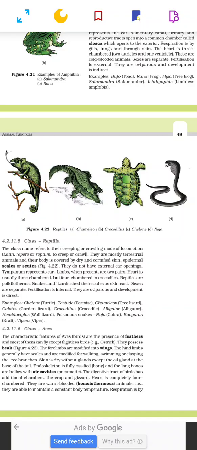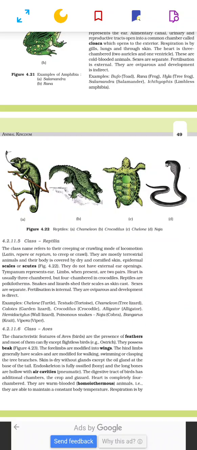Reptiles are poikilotherms. Snakes and lizards shed their scales as skin cast. Sexes are separate. Fertilization is internal. They are oviparous and development is direct. For example, Chelone turtle, Testudo tortoise, Chamaeleon tree lizard, Calotes garden lizard, Crocodilus crocodile, alligator, Hemidactylus wall lizard, and poisonous snakes: Naja cobra, Bungarus krait, Vipera viper.